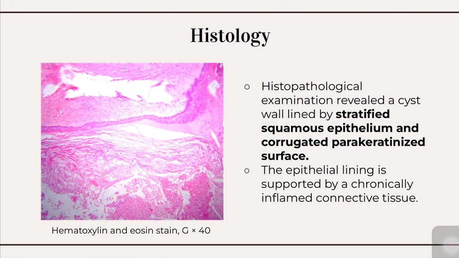Next is the histology. Histopathological examination revealed a cyst wall lined by stratified squamous epithelium and a corrugated parakeratinized surface. The epithelial lining is supported by a chronically inflamed connective tissue.